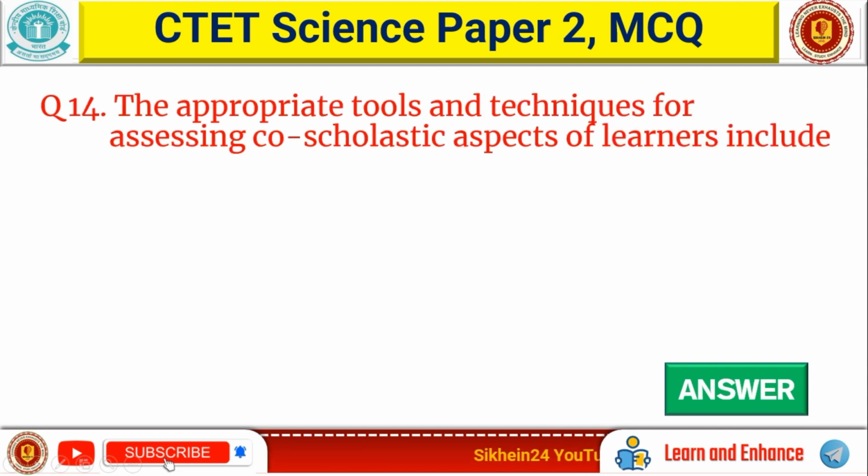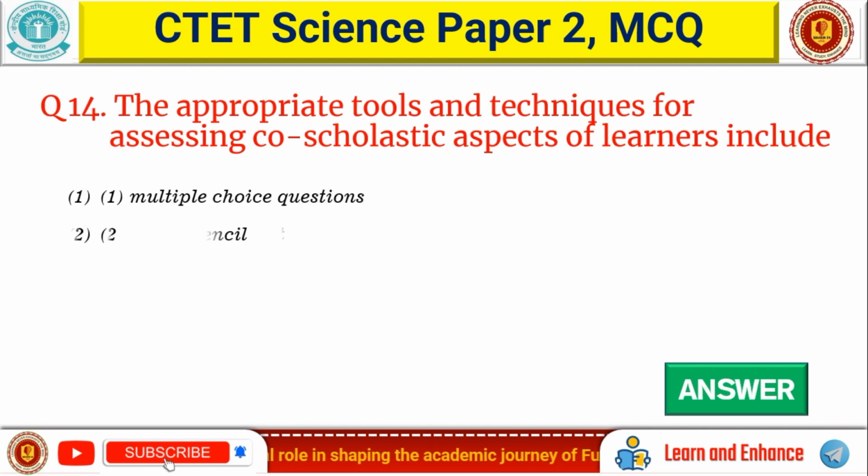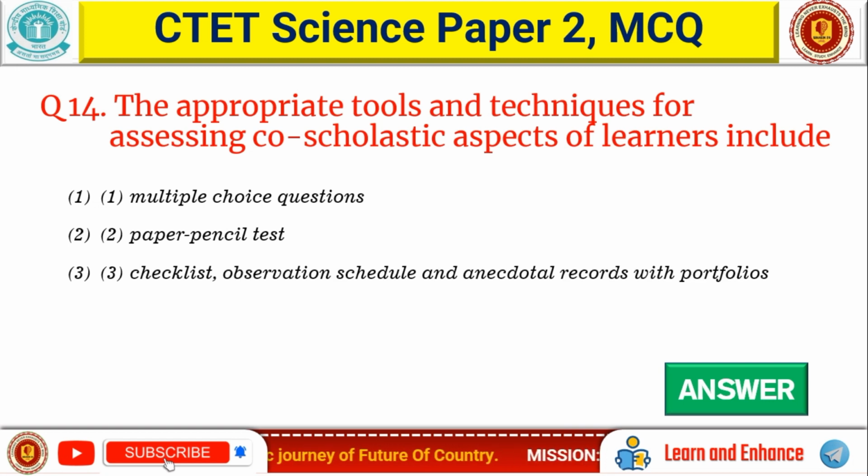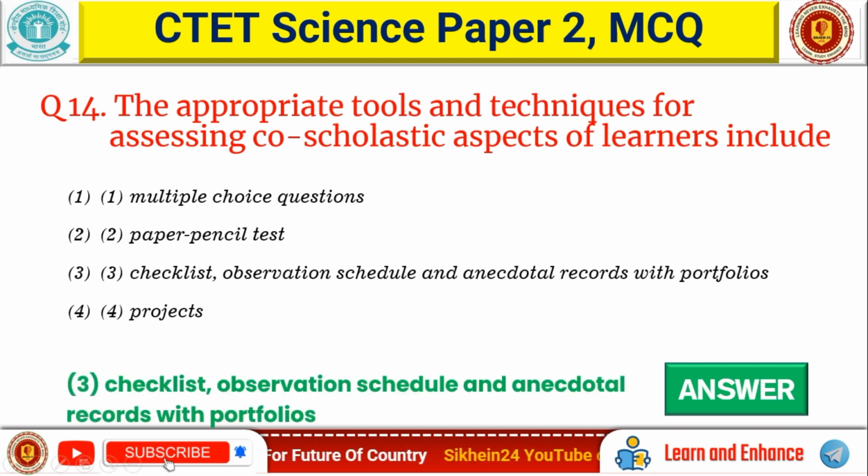Question 14 on your screen. The appropriate tools and techniques for assessing scholastic aspects of learners include: first, multiple choice questions. Second, paper pencil test. Third, checklist, observation, scheduled and anecdotal records with portfolios. And fourth, project. I think that 3 is the correct answer, right? Yes. The appropriate tools and techniques for assessing scholastic aspects of learning include checklist, observation, scheduled and anecdotal records with portfolios. Whatever you pronounce, right? I think that it is also important for you.